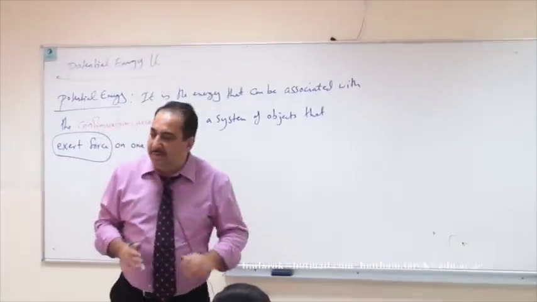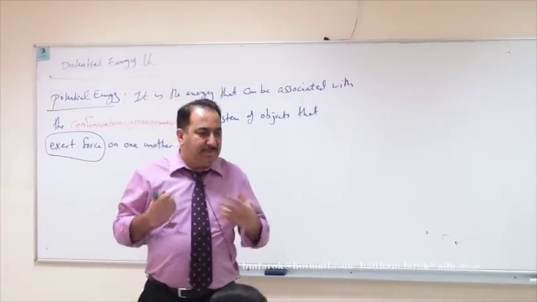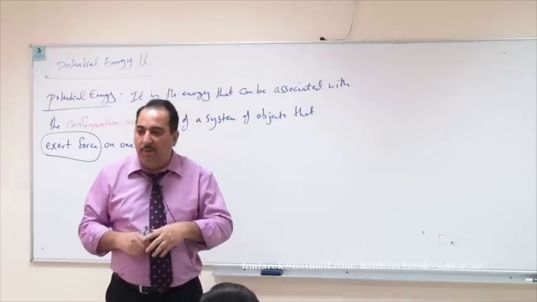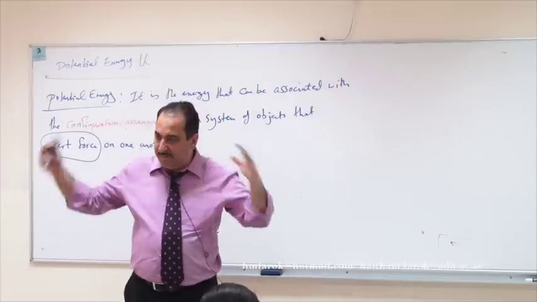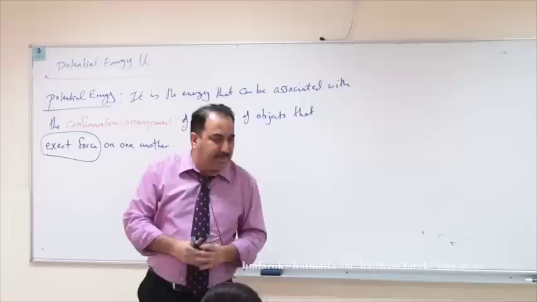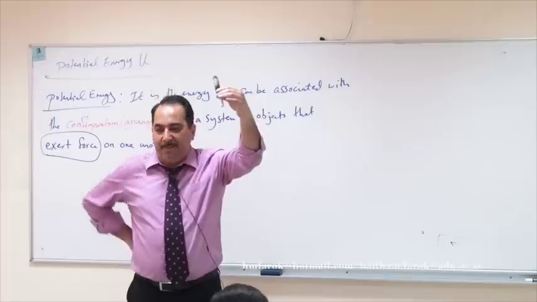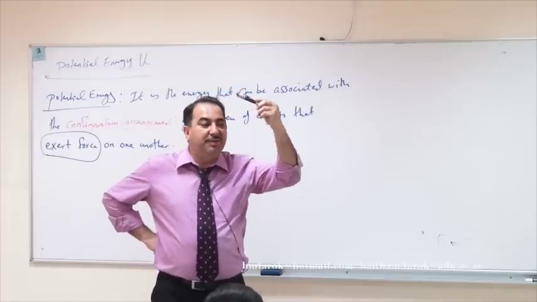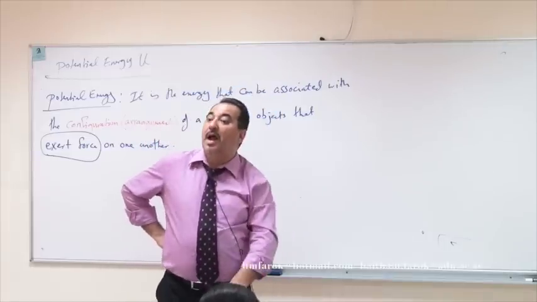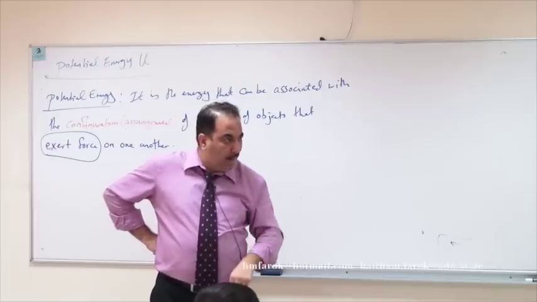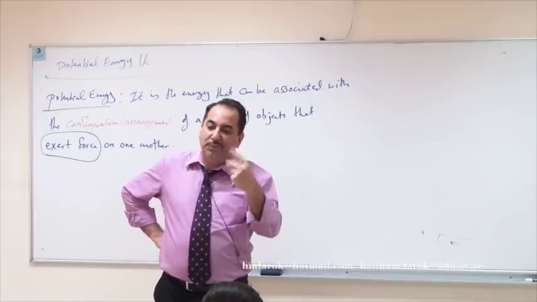Now, because we are living on Earth, we take our system, our arrangement of two objects, yes? The first object is the Earth, always. The second object is any object you want. So if I say I'm talking about the pen, it means I'm talking about the system pen, Earth. Everything relative to Earth, yes? So now I have a system of two objects.